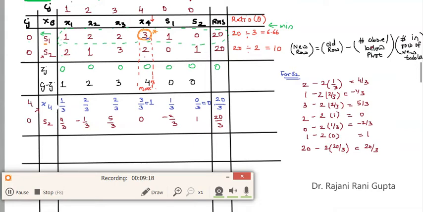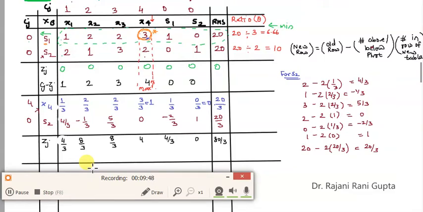For S2 it's 0. Now we have to calculate Zj. So it is 4 times 1 over 3, that is 4 over 3, plus 0 times something, which is 0. Similarly here we will get 8 over 3. Here also 8 over 3, 4 over 3, 0 and 80 over 3.